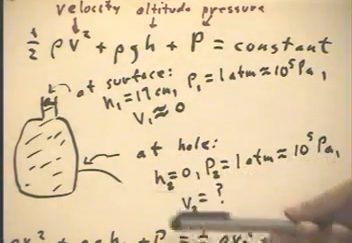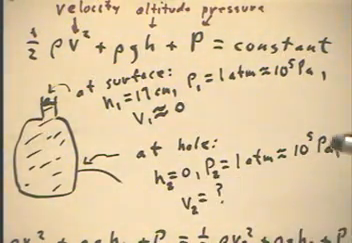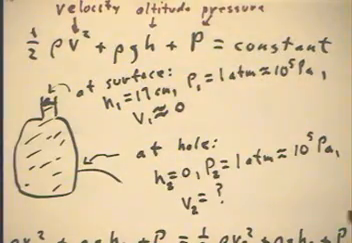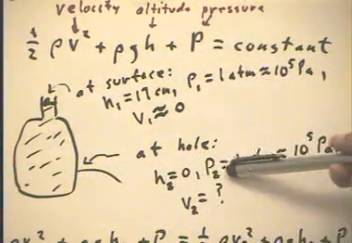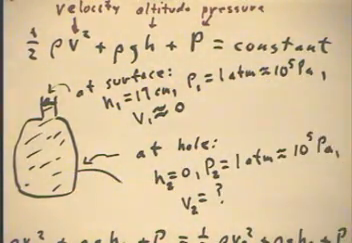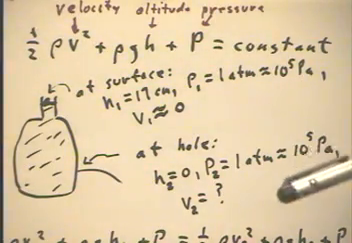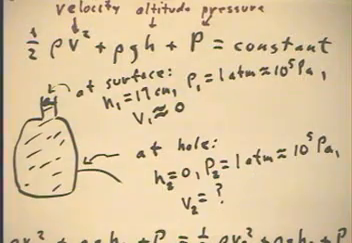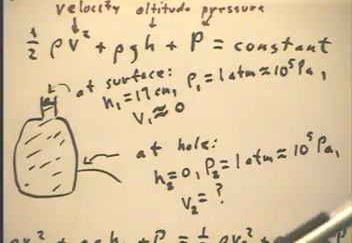What's the state at the hole? Obviously h2 is 0, because the hole is our reference point. P2. Okay, we're talking about water at the instant it exits the container. Well, at that instant, it's out in the air again, and its pressure is 1 atmosphere, or 10 to the 5th pascals. And V2 is the unknown quantity that we want to predict using Bernoulli's equation.